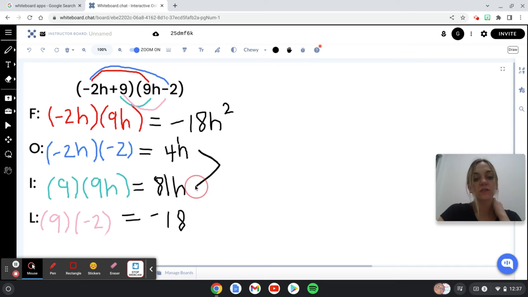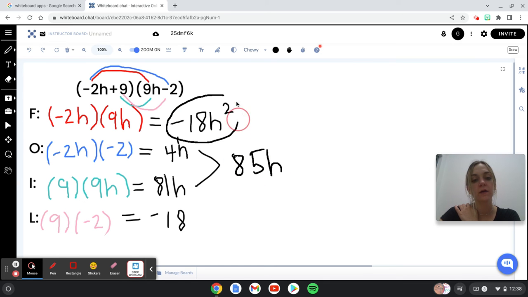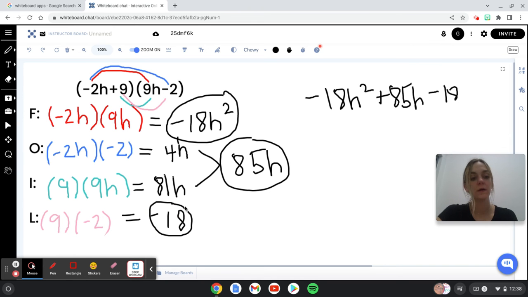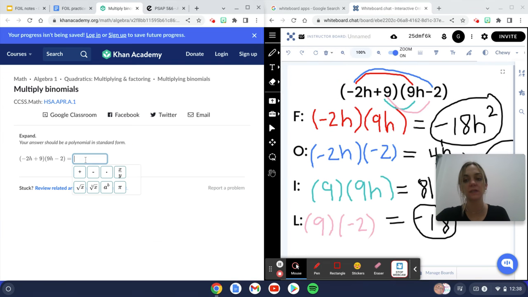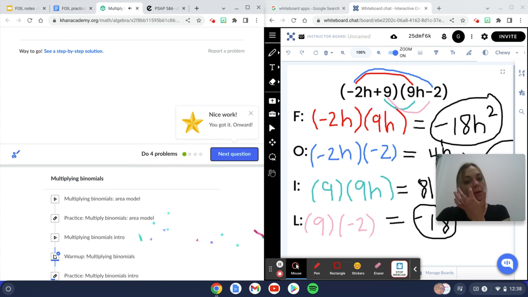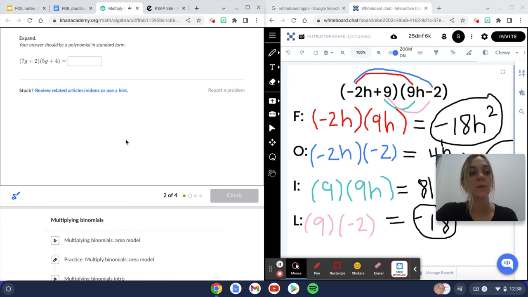Now I'm going to have to add these two together, combine like terms before I get my final answer. So this is going to be 85h. And now I've got 1, 2, 3 pieces that I'm going to put together in order to get my FOILed form of the multiplied binomial. Awesome. So I just put that right there. Negative 18h squared plus 85h minus 18. And then we'll move on to our next problem.